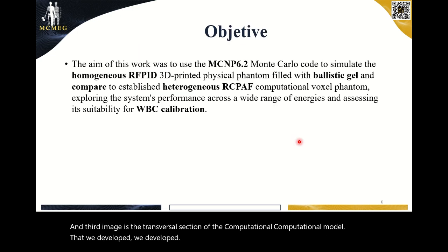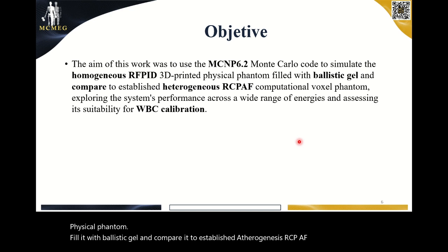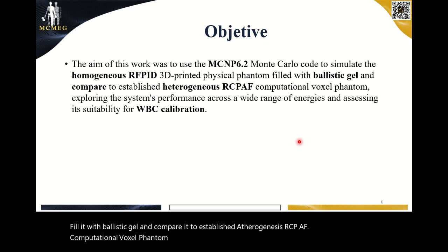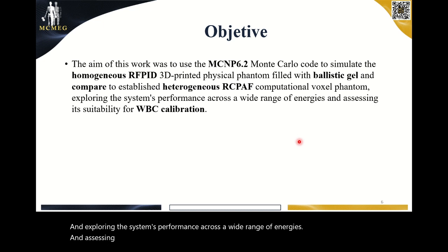So the aim of this work was to use the MCNP 6.2 Monte Carlo code to simulate the homogeneous RFPID 3D printed physical phantom filled with ballistic gel, and compare it to the established heterogeneous ICRP AF computational voxel phantom, exploring the system's performance across a wide range of energies and assessing its suitability for whole body counter calibration.